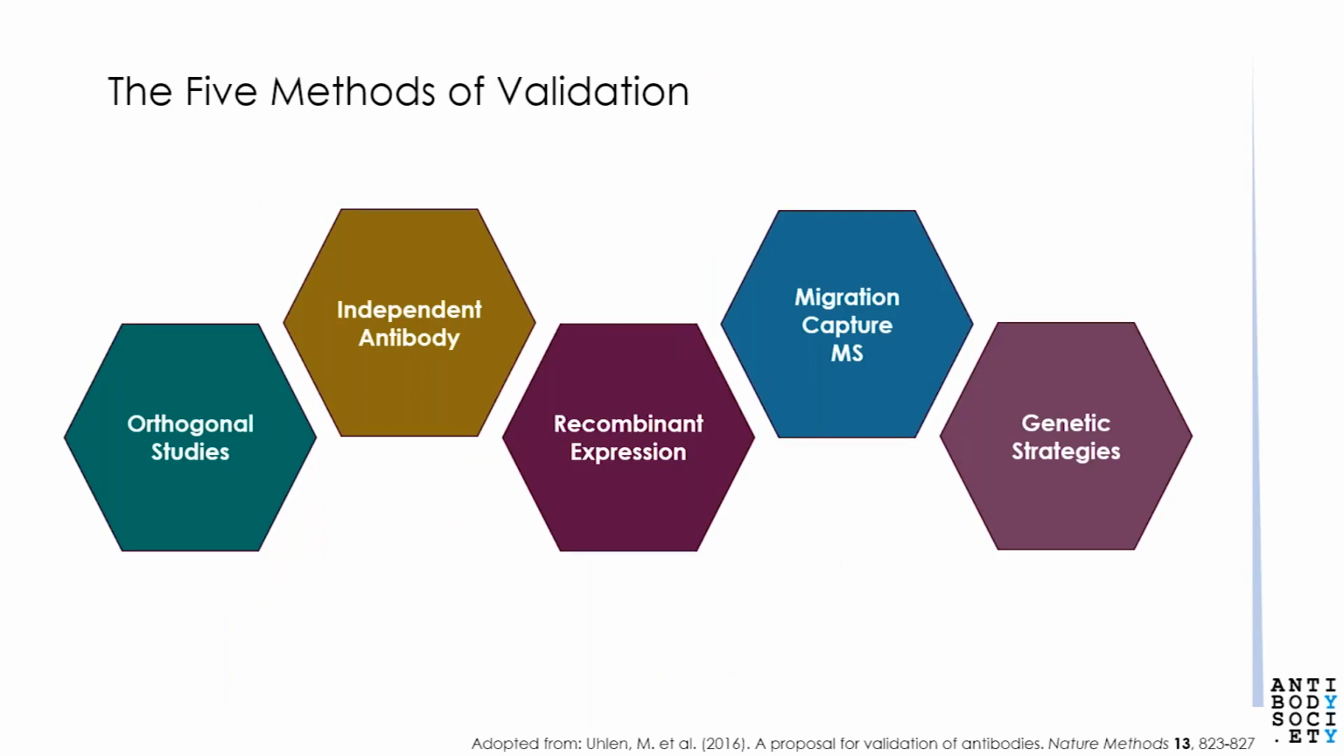So what I want to start off with is these 5 basic methods for validating your antibody. This has been adopted from a report that was in Nature Methods back in 2016, where they really pointed out and highlighted these 5 basic methods. So what are the 5 methods? One is orthogonal studies. Another one is independent antibody techniques. Third is recombinant expression. And the fourth one would be immunocapture MS. And then the fifth and final one, which we'll expand upon in a little more detail later on, is genetic strategies for antibody validation.